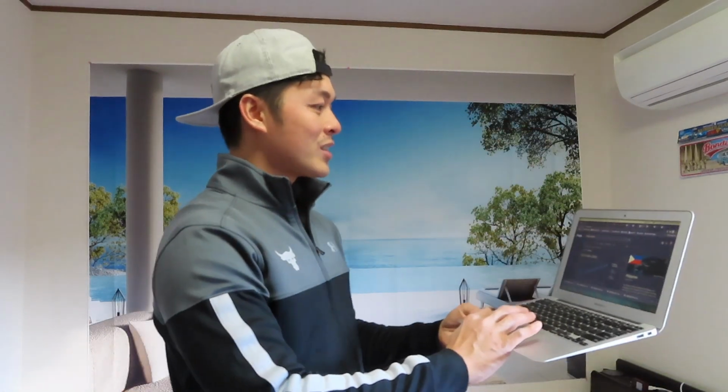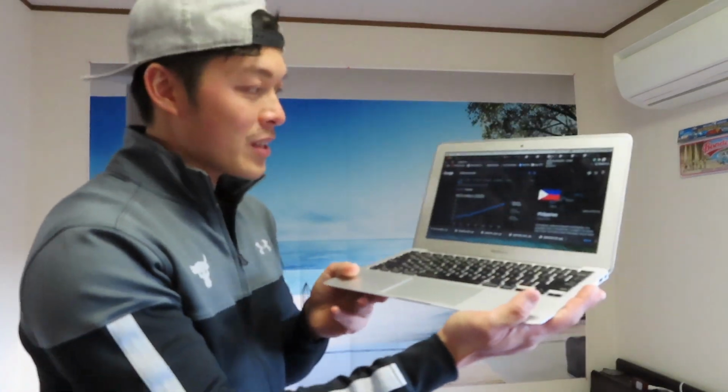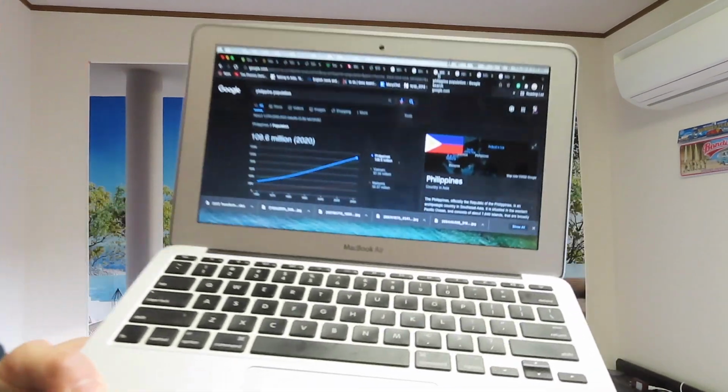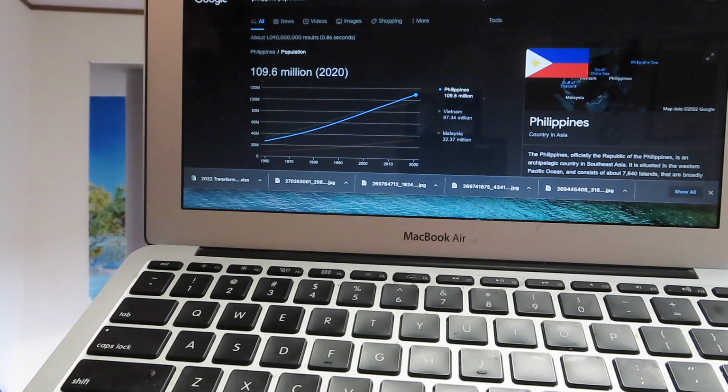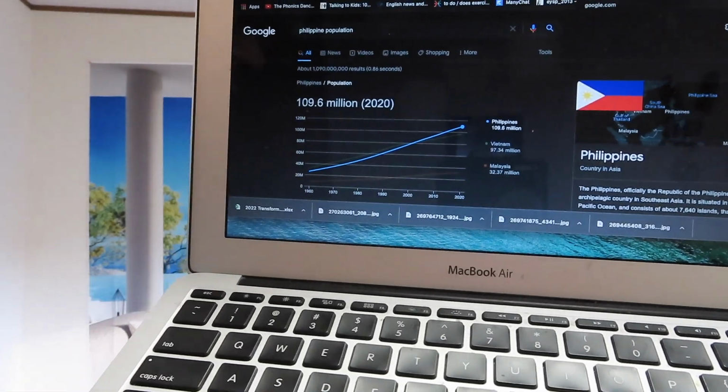"I think Japan is more populated than the Philippines." "I think the Philippines is more populated than Japan." Okay, why not? Then 10-15 seconds again, and after that you're going to search through the tablets, and it came out that the Philippines in a 2020 population update from Google is 109.6 million from last year.